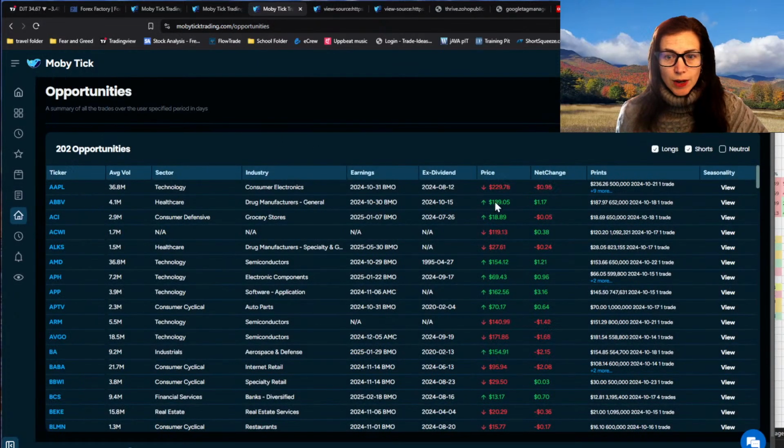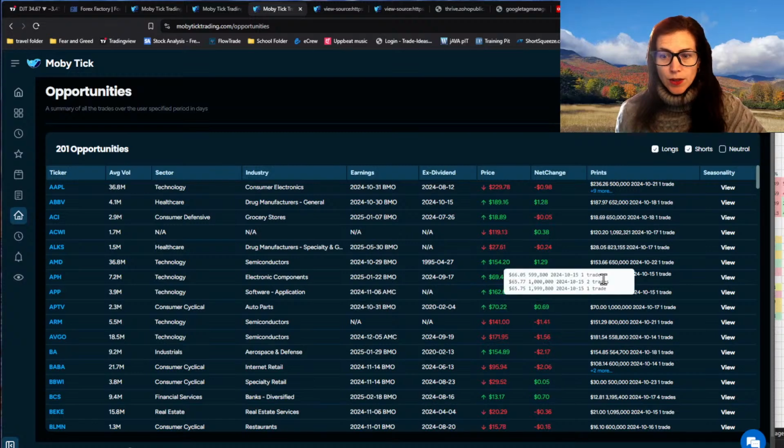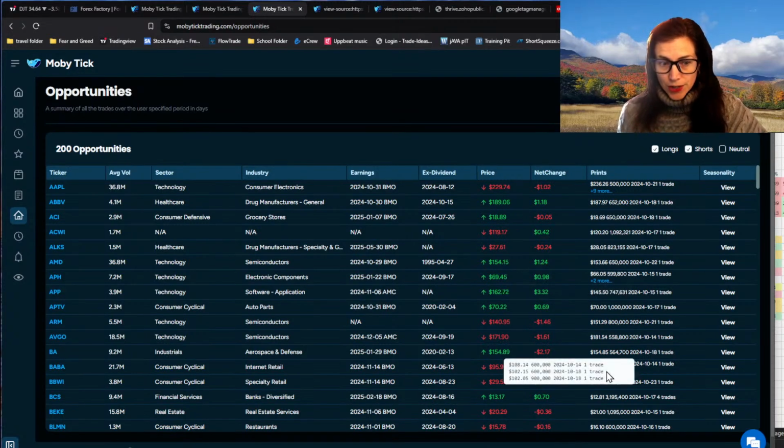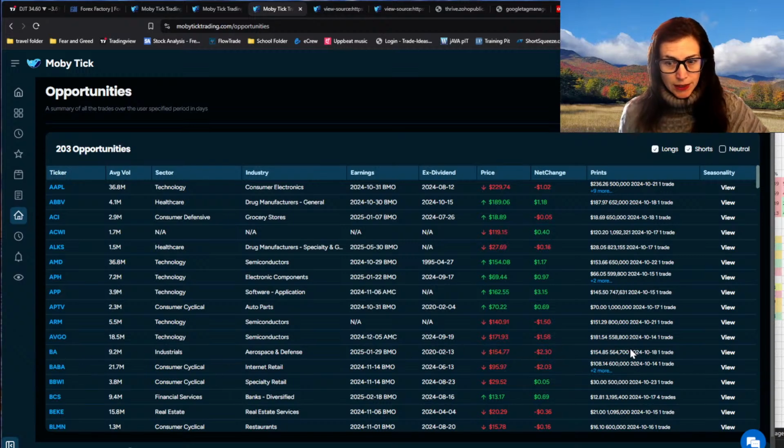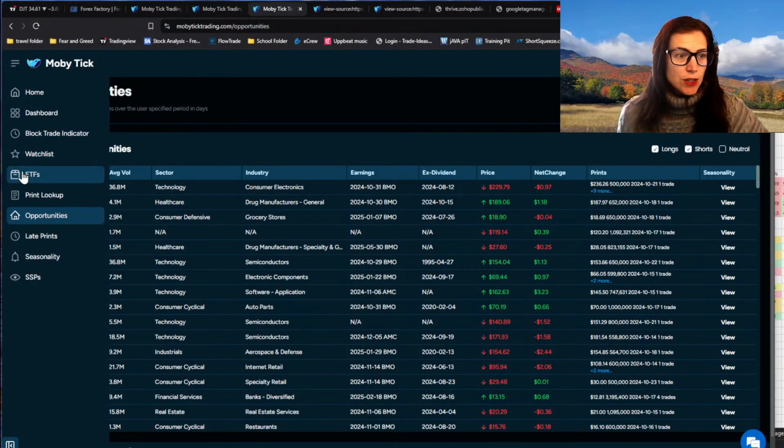We can see, ooh, Apple. Apple's below. We have had 10 trades. Here we have 3 trades, right? Right here too, 3 trades. Oh, look, on Boeing. Boeing has had a trade back on October 18th. So this will tell you the opportunities that you have available.